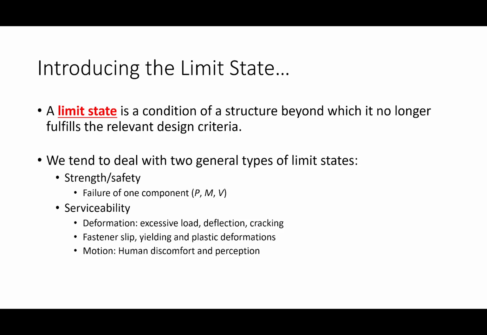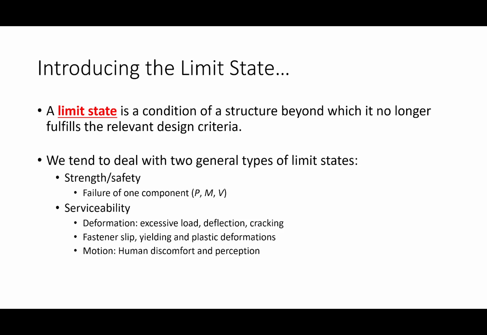For a general member or a general system, we tend to split limit states up into two broad classes. The first is what I would call strength limit states, or safety limit states. A strength limit state or a safety limit state essentially means that if you have a member and you violate that condition, you're putting people in danger. Okay, you are at a point where the safety, health, and welfare of the public is compromised.